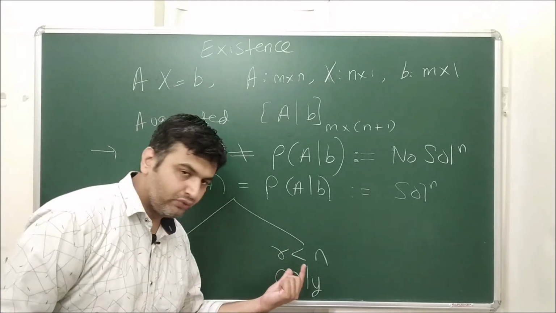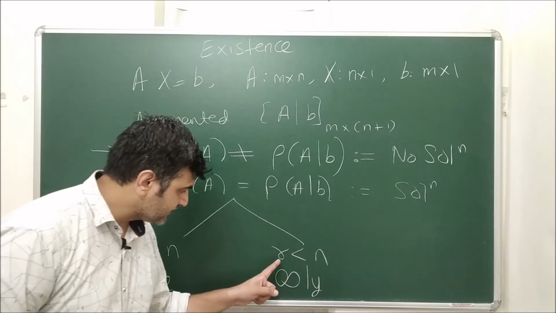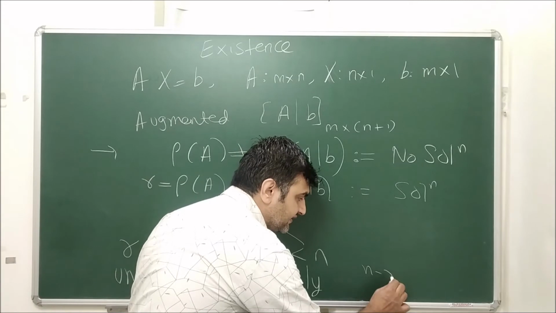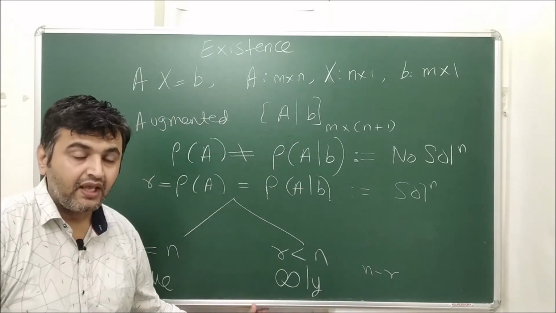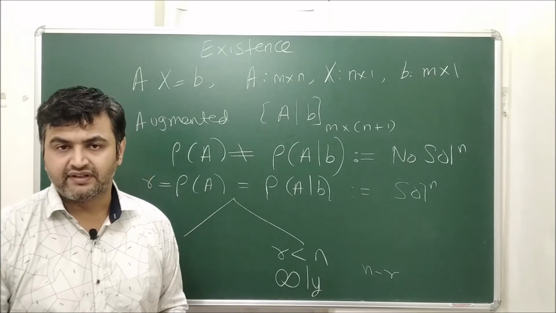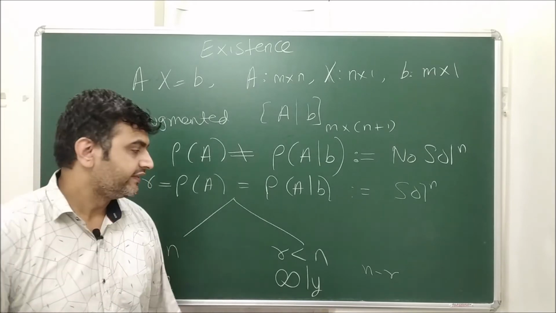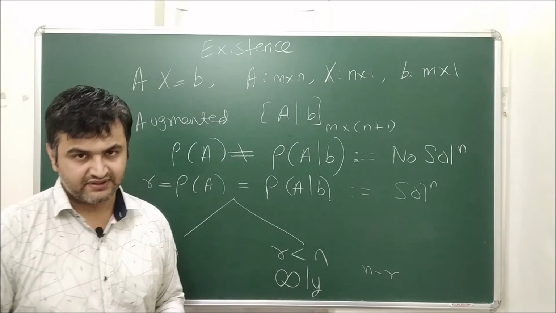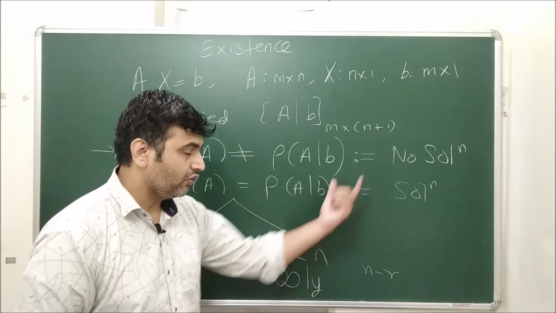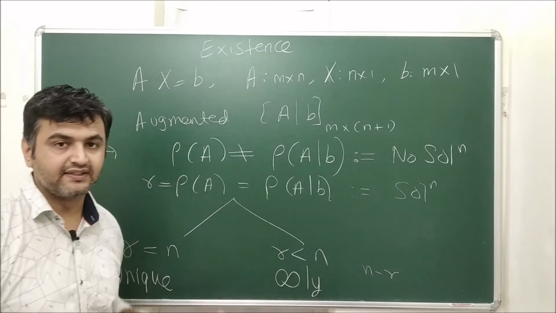Because once you see this using examples, as soon as your r is less than n, that means you will have n minus r free variables. And as soon as you have free variables, they can take any real value, and they are infinite in number, therefore you will have infinitely many solutions. So either unique, or infinitely many, or no solution. These are the three categories.